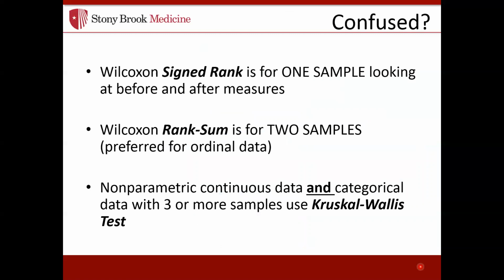If you're a little confused, it's okay. I had to look at this twice as well. Wilcoxon signed rank is for 1 sample looking at before and after measures. Wilcoxon rank sum is 2 samples preferred for ordinal data. Non-parametric continuous data and categorical data with 3 or more samples uses the Kruskal-Wallis test.